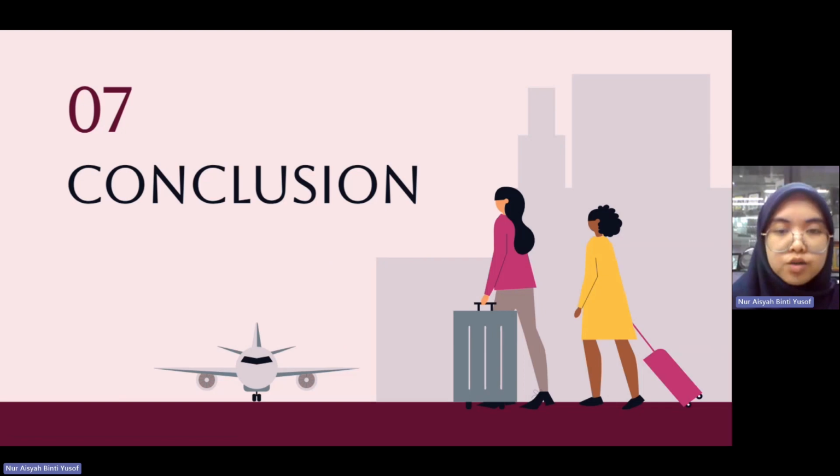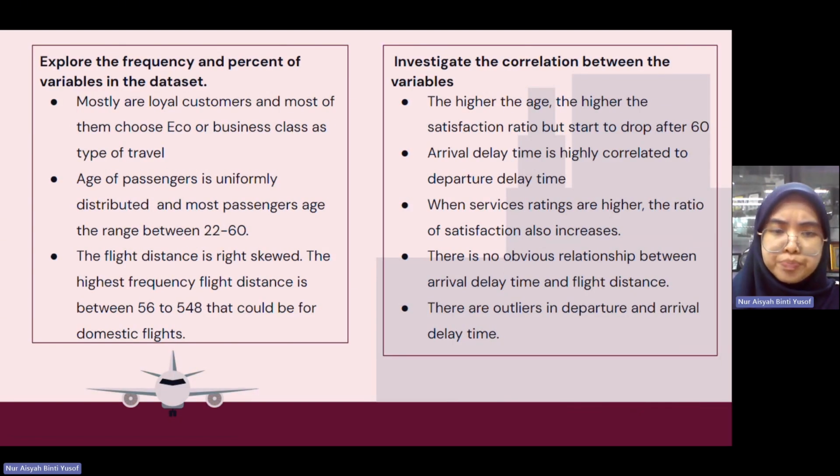The last is the conclusion. Our findings for objective 1, explore the frequency and percent of the variables. First, mostly are loyal customers and most of them choose to buy eco or business class flights. Second, the age of customers is distributed uniformly in the range of 22 until 60 years old. It's due to financial affordability among them compared to the other age ranges. Third, the flight distance indicates that the most frequent flight distance is between 66 until 448 kilometers. It indicates higher demand in domestic flights than international ones.